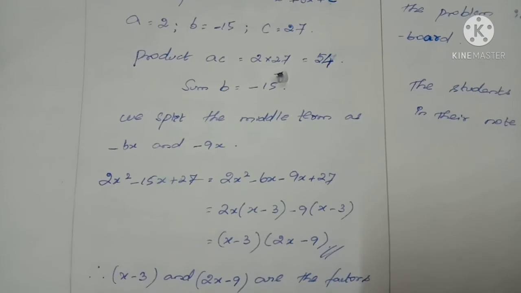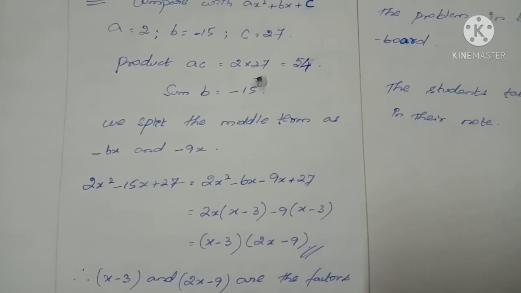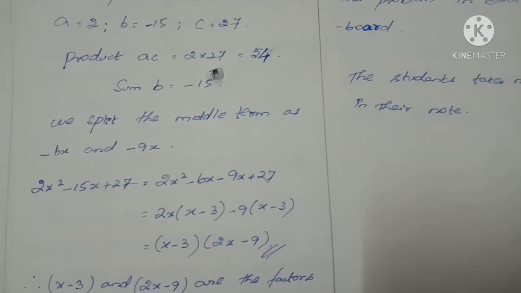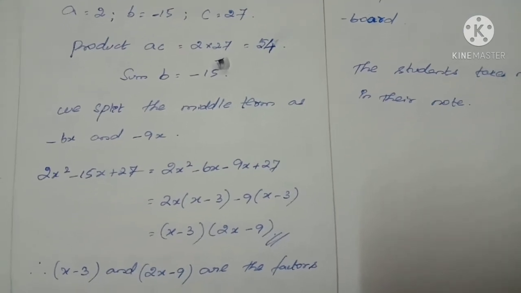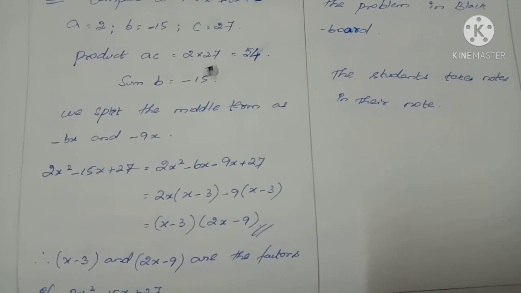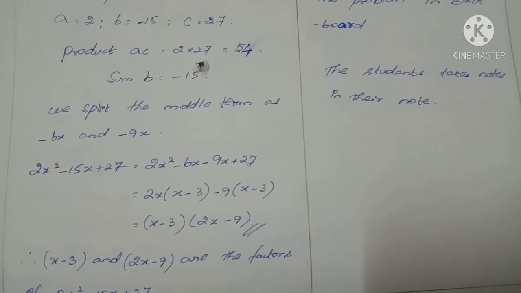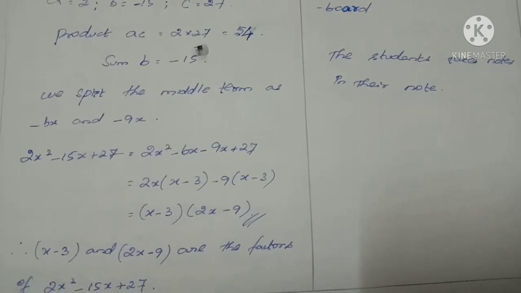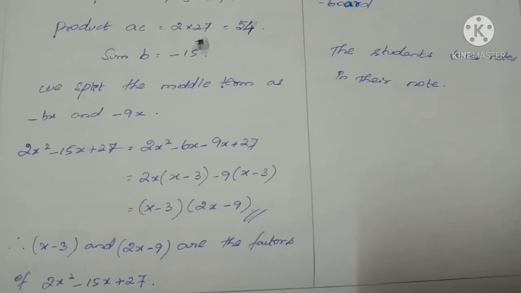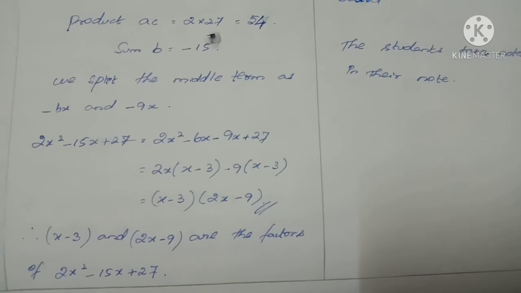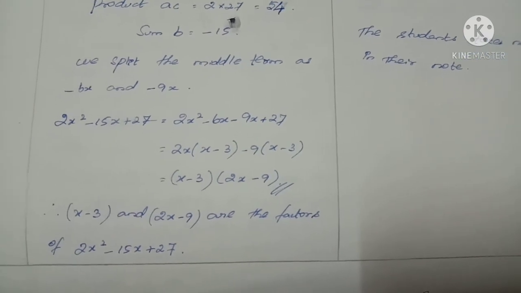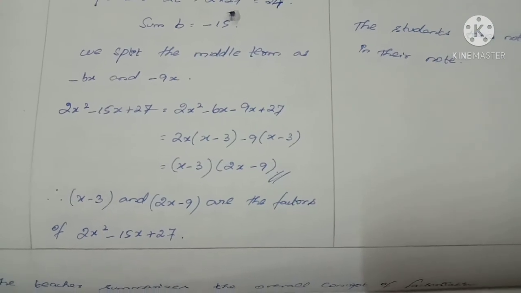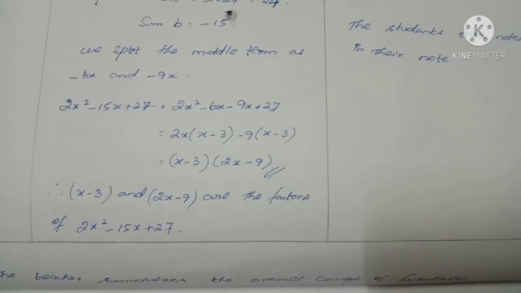2x square minus 15x plus 27 equal to 2x square minus 6x minus 9x plus 27, that is equal to 2x bracket x minus 3 minus 9 into bracket x minus 3 equal to bracket x minus 3 into bracket 2x minus 9. Therefore, x minus 3 and 2x minus 9 are the factors of 2x square minus 15x plus 27.